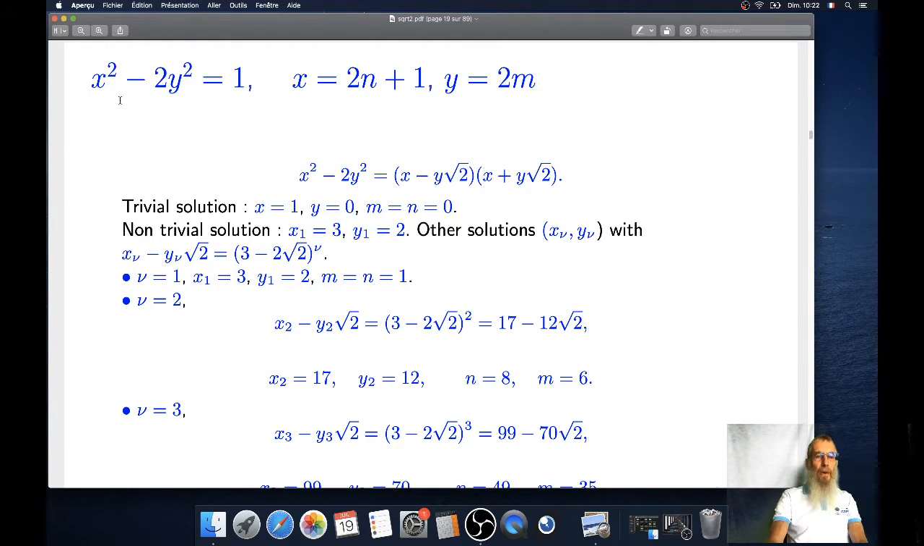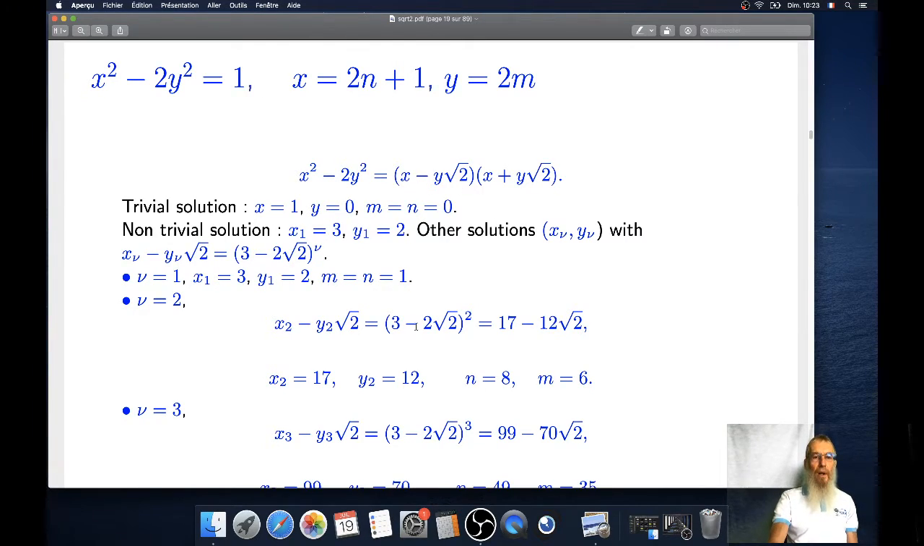We look at this equation x squared minus 2y squared equal 1, and we write the left hand side as x minus y square root of 2 times x plus y square root of 2. So the product should be 1. We have a trivial solution, which is x equal 1, y equals 0, and it corresponds to the street with no house, and the house number is 0. There is the first non-trivial solution, which is x equal 3 and y equal 2. You have 9 minus 8, which is equal to 1.